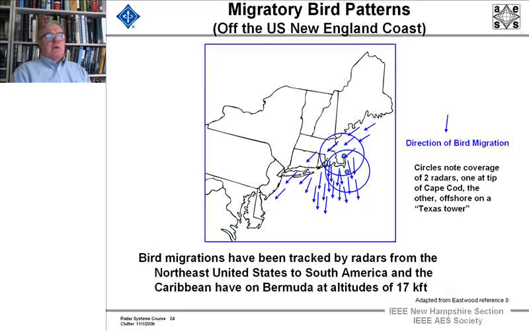And there was an article in Scientific American about this. They go up to 17,000 feet, were tracked by radars on Bermuda, still at 17,000 feet, and they only came down when they went to Cuba or northern South America. And this is hundreds upon hundreds of miles out into the sea. Just an amazing feat.